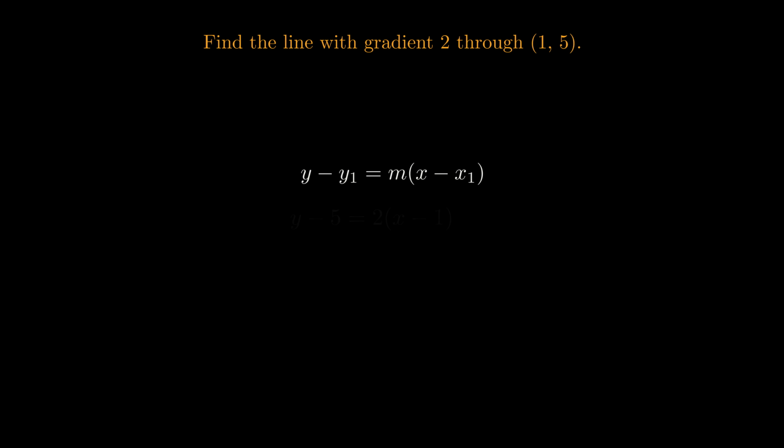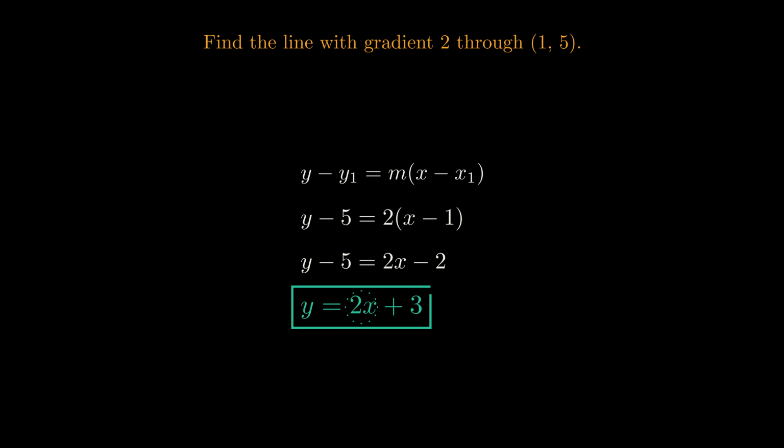Substitute. y - 5 = 2(x - 1). Expand the bracket to get y - 5 = 2x - 2. Then add 5 to both sides. The line is y = 2x + 3. Notice the gradient is still 2, exactly as required.